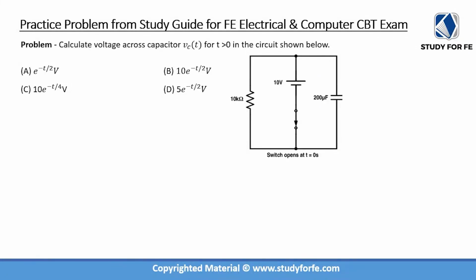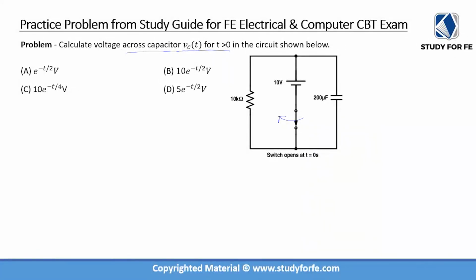We will now look at a problem from study guide involving a RC transient circuit. Again, in this case, we are being asked to calculate the voltage across the capacitor for time t greater than 0. One important difference in this circuit is that the switch is opening at t is equal to 0. In the previous example, the switch was closing. In this case, the switch is opening.